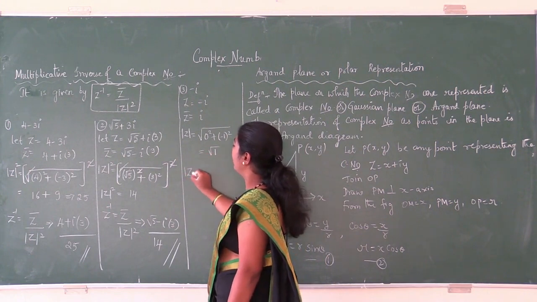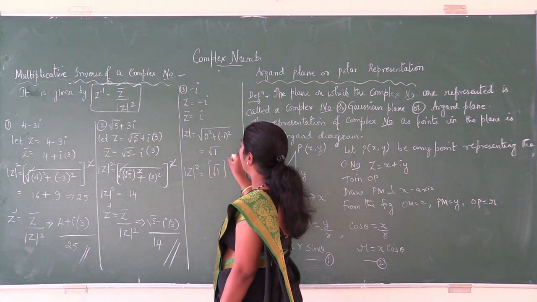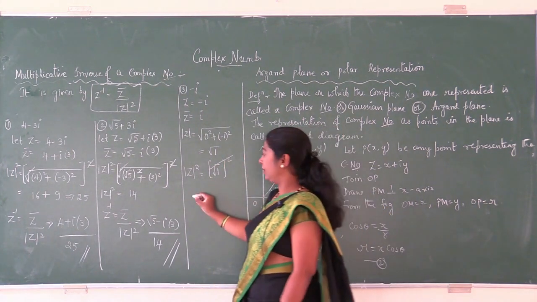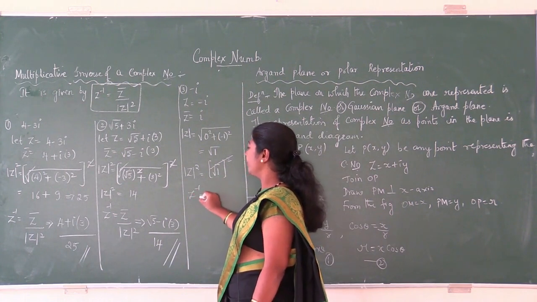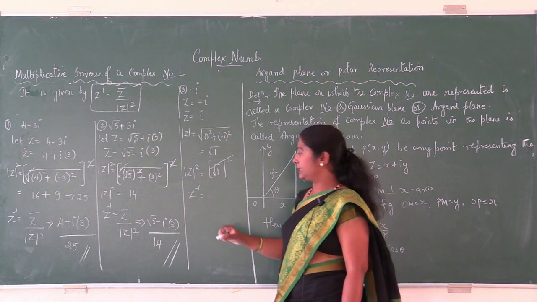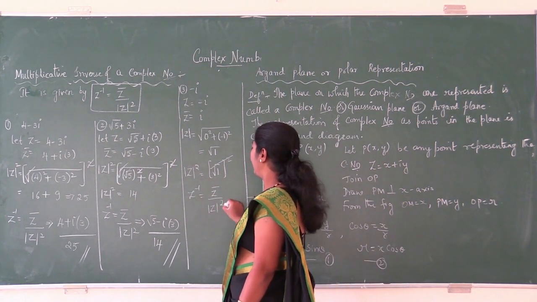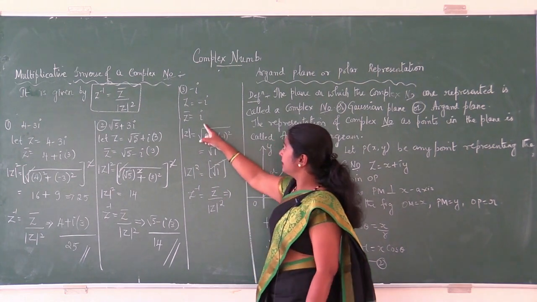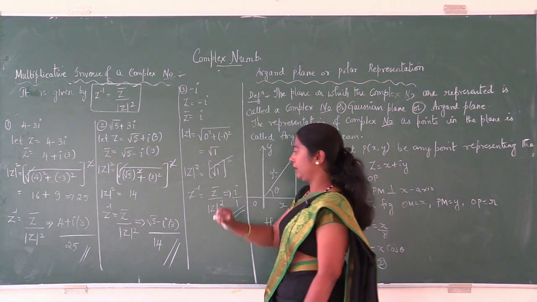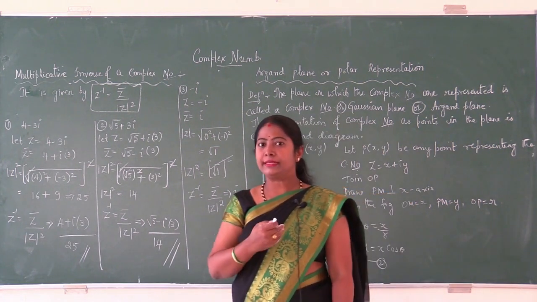Now how do you find mod Z square? Root 1 whole square. The square root and the square get cancelled. The answer will be 1 again. So the multiplicative inverse of a complex number is given by Z inverse is equal to Z bar by modulus Z square. What is Z bar? Z bar will be plus i divided by 1. This is all about the multiplicative inverse of a complex number.